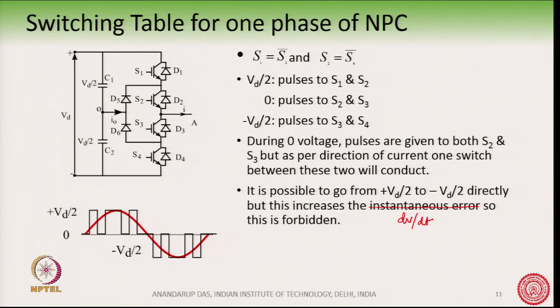So, in case of the neutral point clamped converter, we always go from plus Vd by 2 to 0 and to minus Vd by 2. Usually, always it is like this, or when it is going from minus Vd by 2 to plus Vd by 2, it goes through a 0 state. Otherwise, the dV by dt can be very high. Remember, this is a multi-level converter, and so the DC bus voltage can be quite high, and so the dV by dt can also be quite high for such a converter.